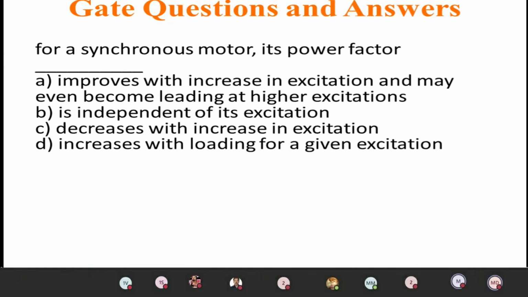A synchronous motor, its power factor improves with increase in excitation and may even become leading at higher excitation; it depends on its excitation; decreases with increase in excitation; increases with loading for a given excitation. So the answer, as per the inverted V curve, it can be easily concluded that as the excitation increases, the synchronous motor becomes leading power factor.